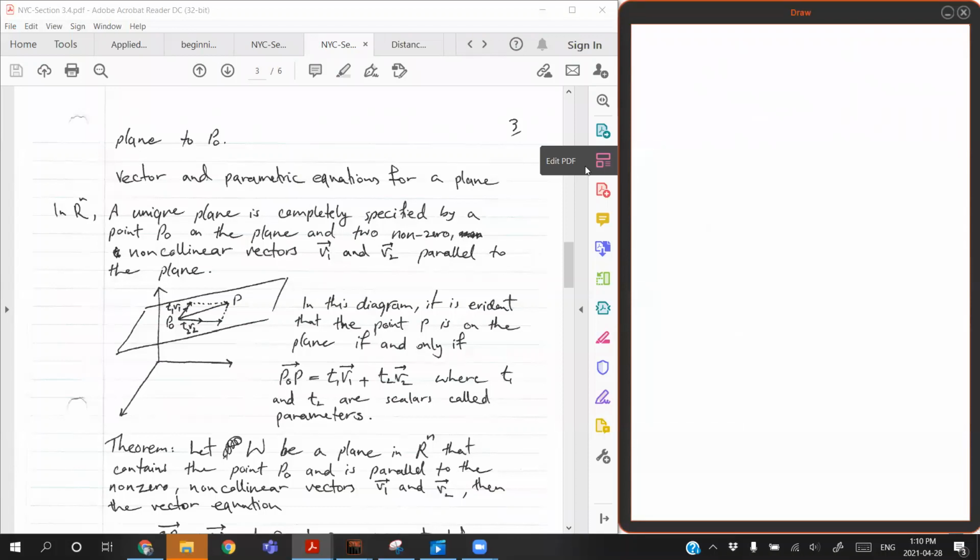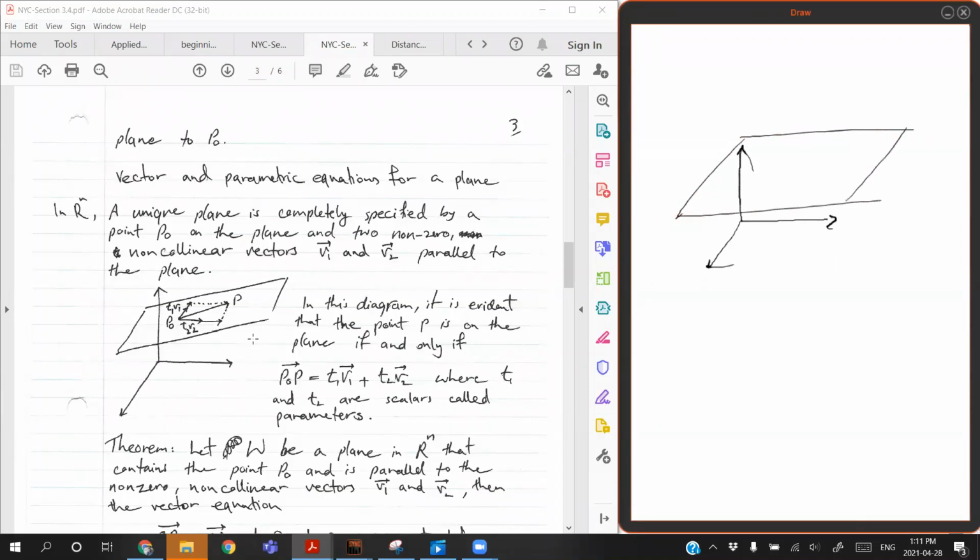In Rn, a unique plane is completely specified by a point P0 on that plane and two non-zero, non-collinear vectors v1 and v2 parallel to that plane. So what do I mean by that? Imagine that you are in the XYZ coordinate system, the regular three-dimensional space, and you have a certain plane.